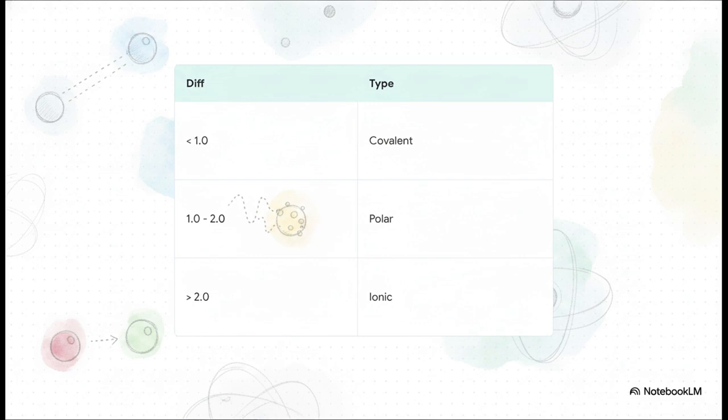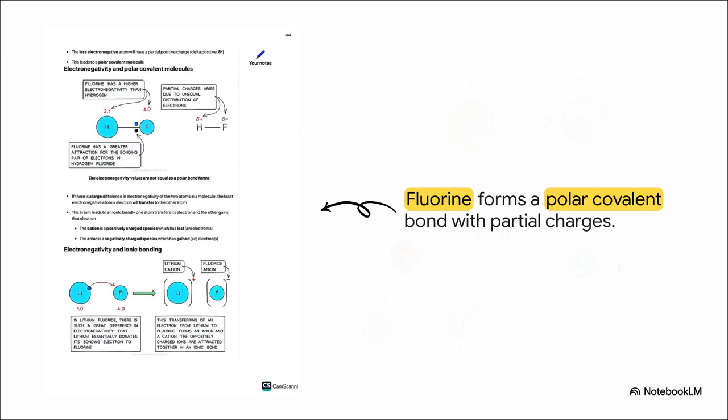If the difference lands between 1.0 and 2.0, things are getting unfair. That's a polar covalent bond. And if that gap is massive, like greater than 2.0, the more electronegative atom just straight up steals the electron, creating an ionic bond. So here's what that unfair sharing actually looks like on your exam paper. Let's say you've got hydrogen bonded to our bully fluorine. Hydrogen is a 2.1, fluorine is a 4.0. That gives us a difference of 1.9, dropping it squarely into polar covalent territory.